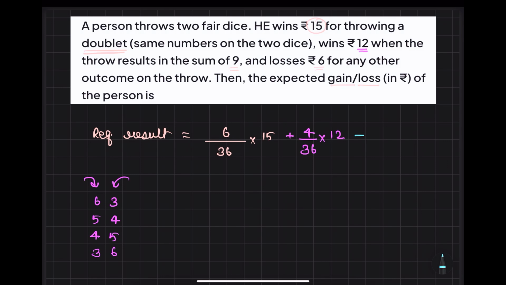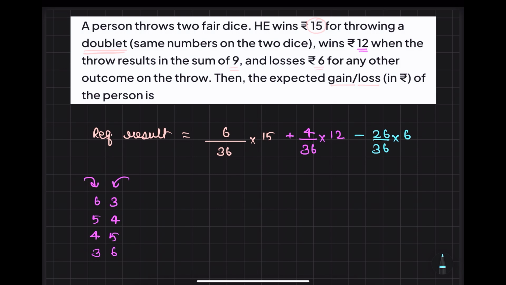So that's why I am subtracting. So out of 36 cases, in 6 and 4, it's a win. So in the remaining 26 cases, it would be a loss, and he will lose how many rupees? 6 rupees. Okay, so you have to simplify things.